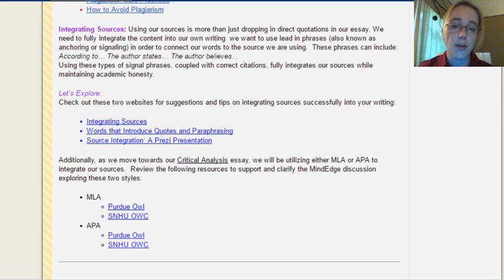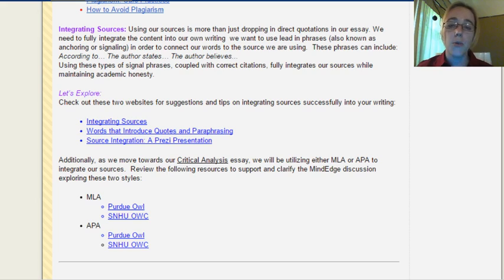And we integrate it by using what we call lead-in phrases. They're also known as anchoring or signaling phrases. And these phrases you've seen before. They're like, according to Rowan, or the author McFadden states, or Tan seems to believe. They are lead-in phrases that indicate to your audience, hey, I'm about to use a direct quote, or I'm about to use an idea that's not my own. So we want to make sure that we're using these signaling phrases. That's really, really important, all right?